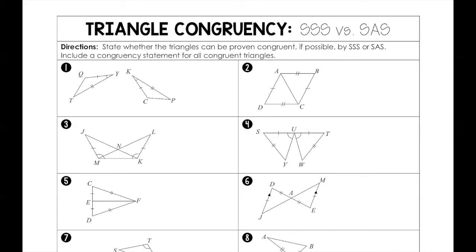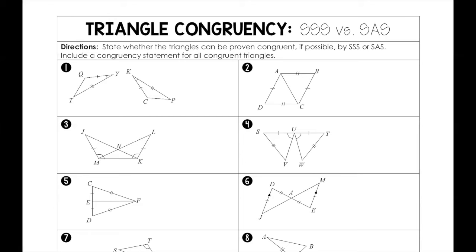We talked about what it was to be side, side, side, and side angle, side congruent. What did you need to be able to prove to use side, side, side congruency? Three congruent pairs of sides. What about side angle, side congruency?